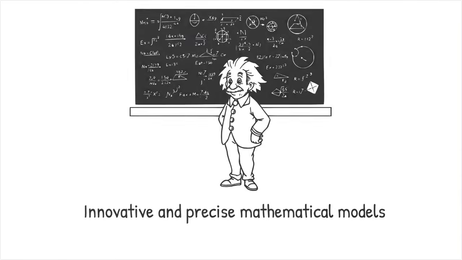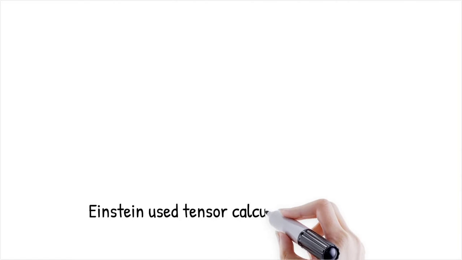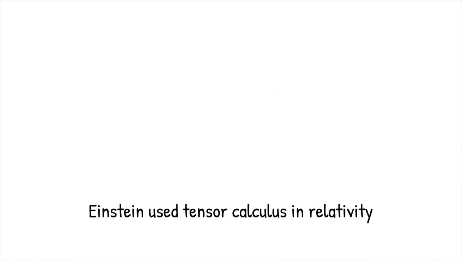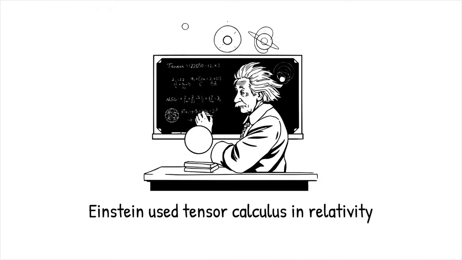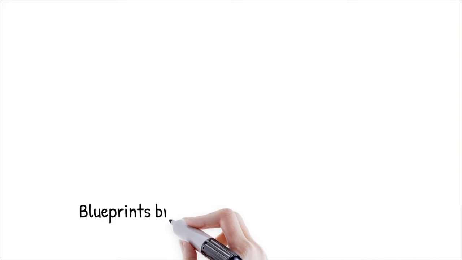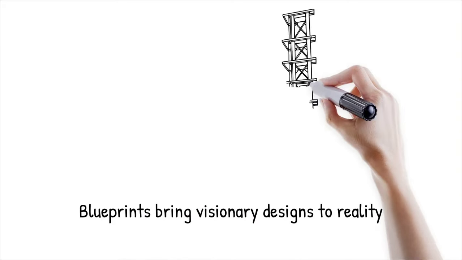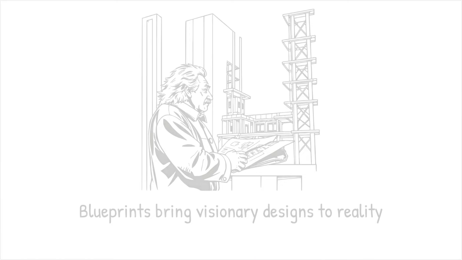For example, Einstein used tensor calculus to formulate the equations of general relativity, linking the curvature of spacetime with the distribution of mass and energy. It's like using a precise set of blueprints to design a building. The mathematical details ensure that the visionary design becomes a practical, stable structure.